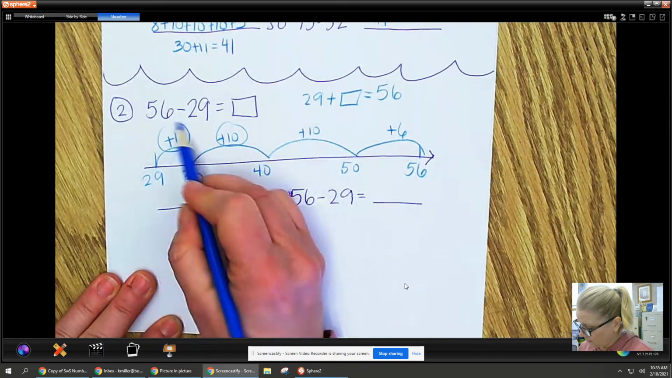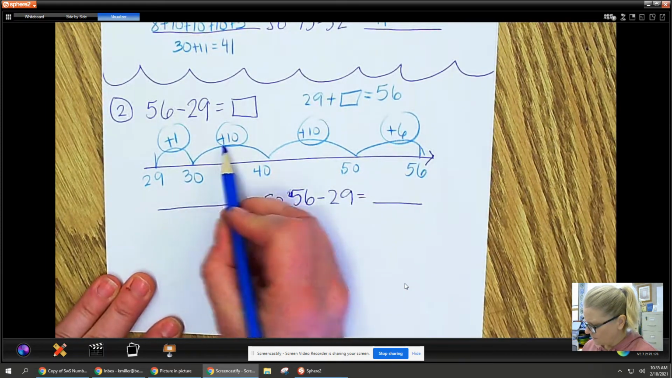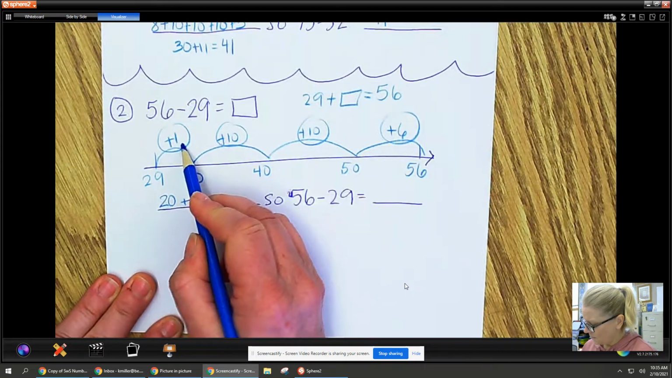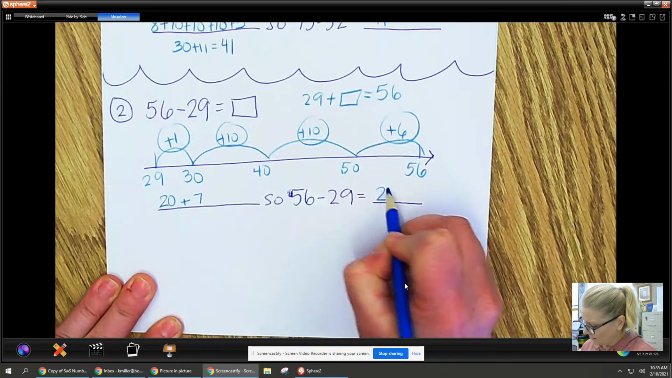So again, here, your jumps are your equation. I'm going to add these together to make it easier. 20 plus 1 plus 6 is 7, and that's going to give me 27.